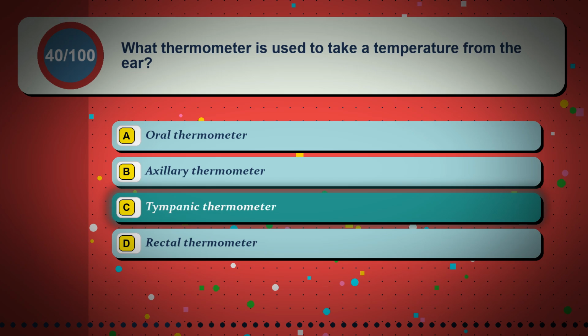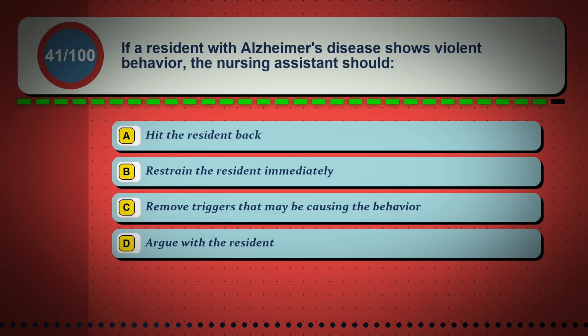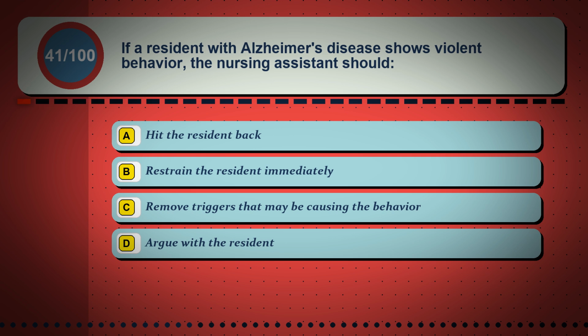The correct answer is option C, tympanic thermometer. A tympanic thermometer is a specialized device that measures the heat emitted from the eardrum, the tympanic membrane. Question 41. If a resident with Alzheimer's disease shows violent behavior, the nursing assistant should: Option A, hit the resident back. Option B, restrain the resident immediately. Option C, remove triggers that may be causing the behavior. Option D, argue with the resident.